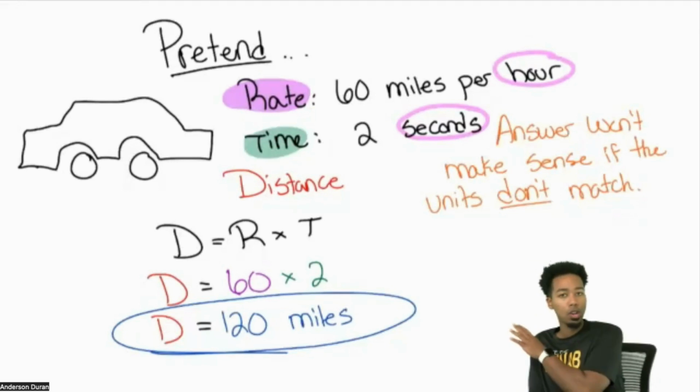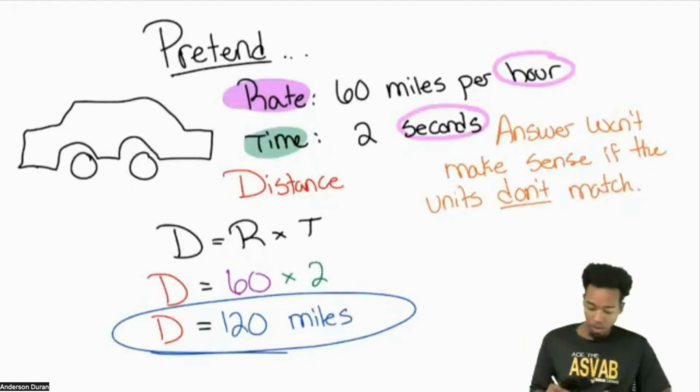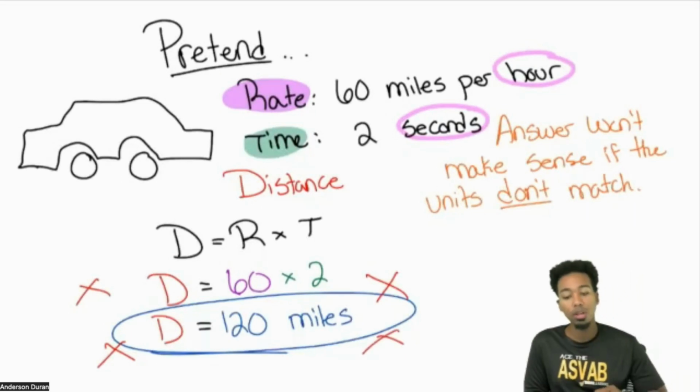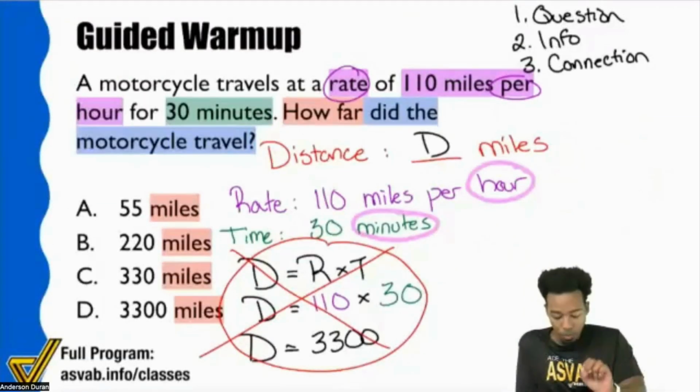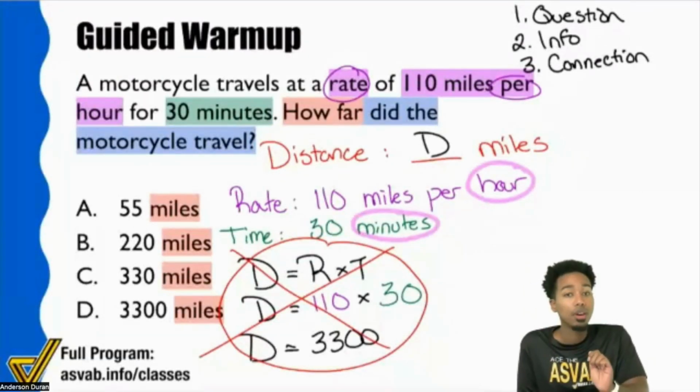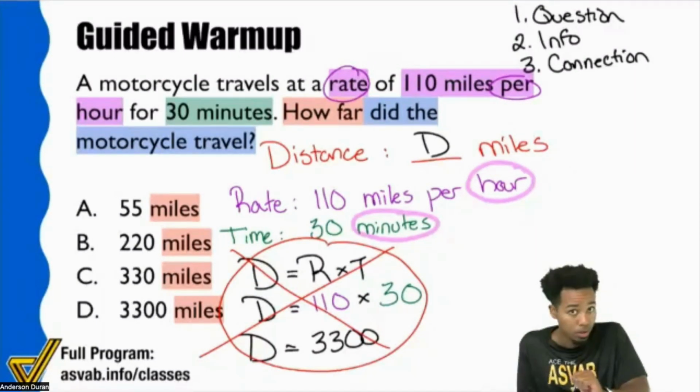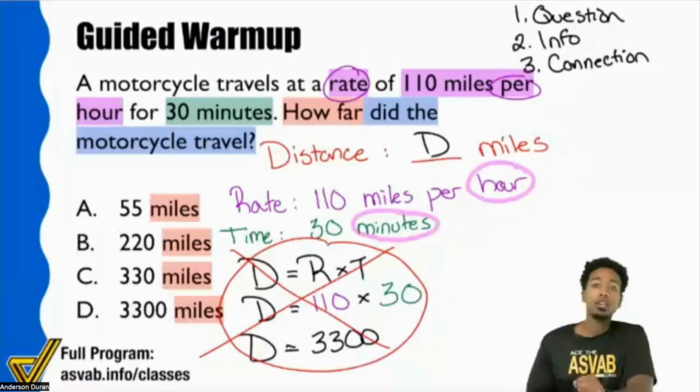So we're not going to talk about fixing this one. We're going to talk about fixing the one that we're currently doing. So let's go ahead and fix it right over here. What we're looking at here is we have 110 miles per hour and we're traveling for 30 minutes. So here's how we fix it.